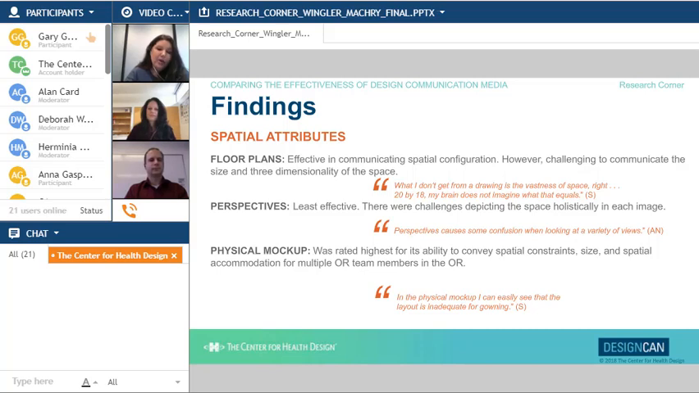And then the physical mock-up was rated highest, because it was really able to convey spatial constraints, the size, and how the space was able to accommodate multiple OR team members. So they were actually able to say that it was inadequate for gowning, for instance, like this quote mentions.